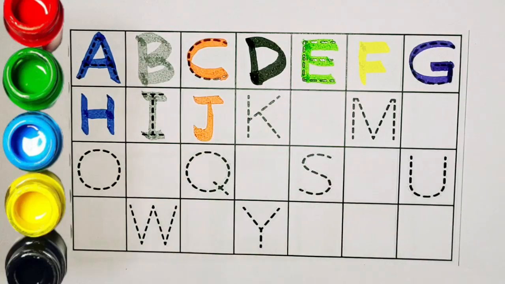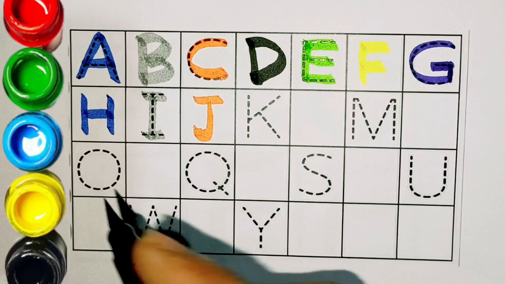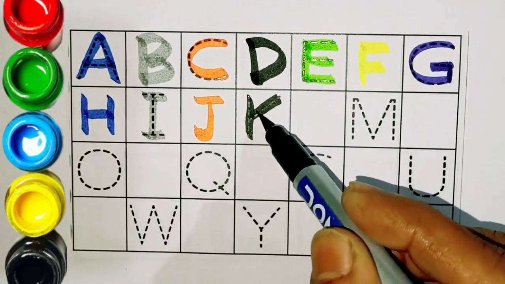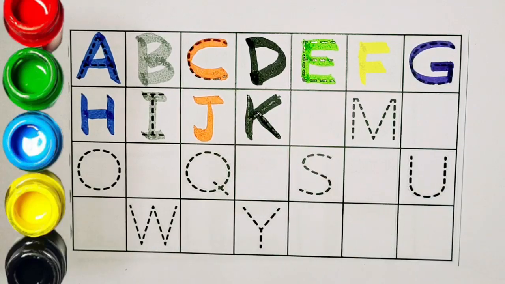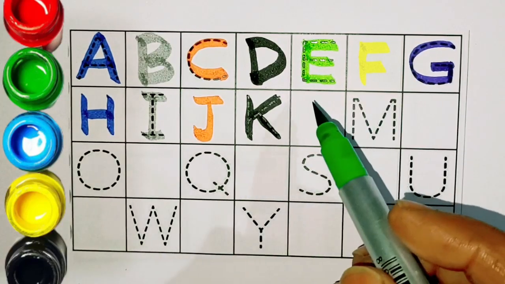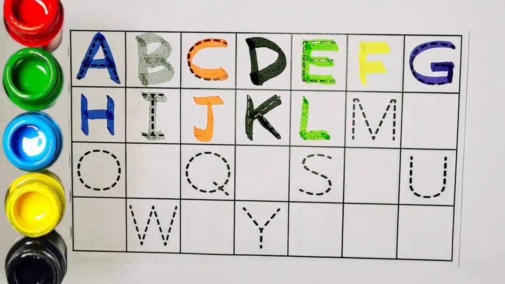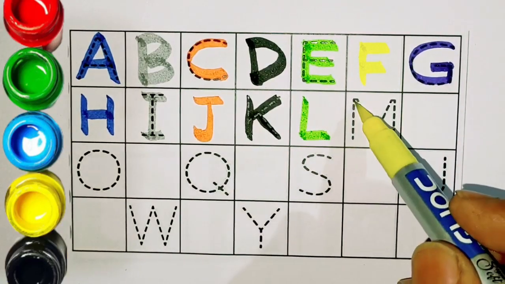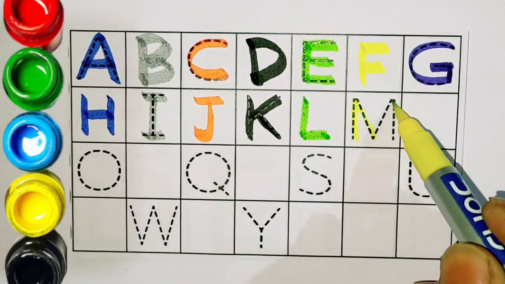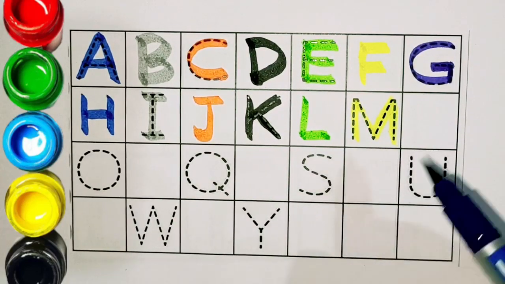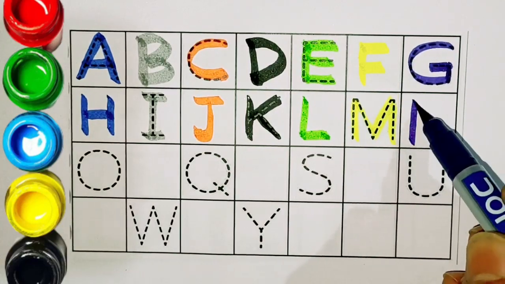J for jug. J for jug. Black color. K for king. K for king. Green color. L for lion. L for lion. Yellow color. M for man. M for man. Blue color.